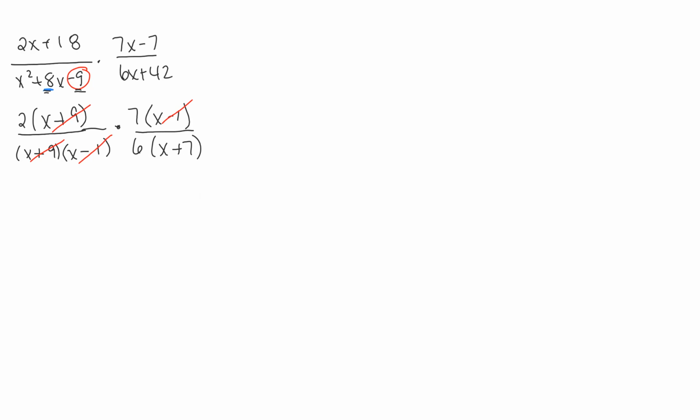And then the last thing I see that I can cancel is I have a 2 and a 6. I have a 2 in the numerator, a 6 in the denominator. Well, 2 goes into itself once, and then it goes into 6 twice. So now when I clean everything up, what I'm left with is a 7 in the numerator, and then a 2 and an x plus 7 in the denominator. So my final answer is 7 over 2 times x plus 7. And that's it. That's my final product.